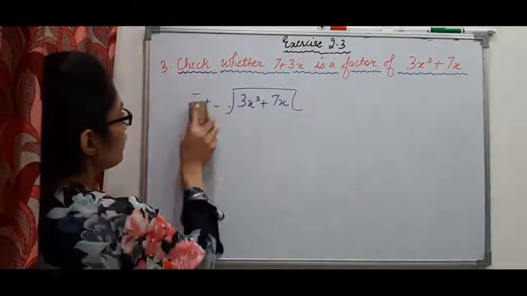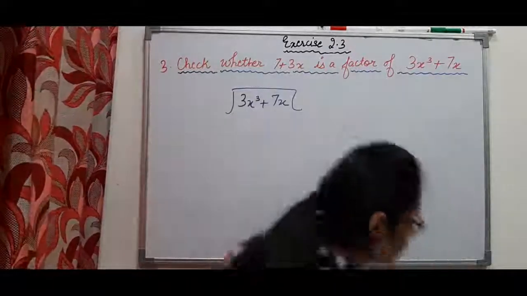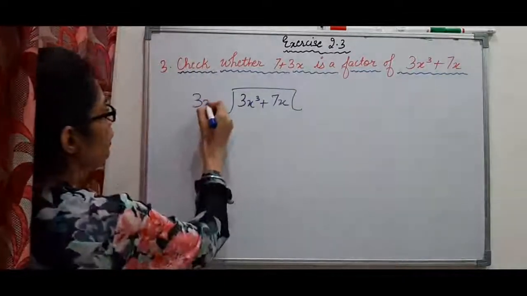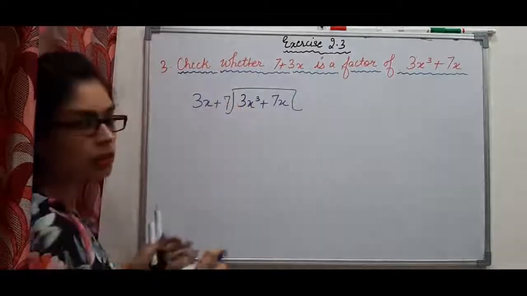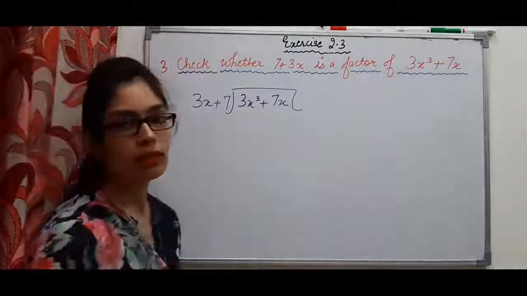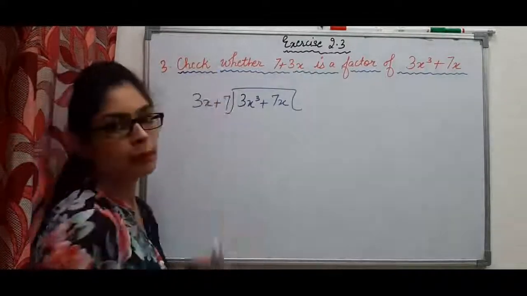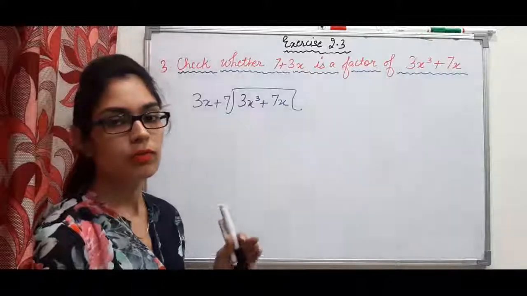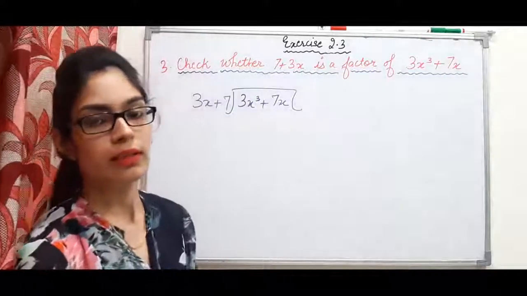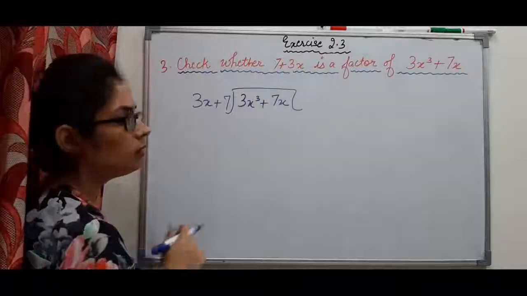I can just arrange it as 3x plus 7, because with polynomials, whenever you are writing, just write according to the degrees. First the variable was there, so at the end the constant term, that's why I write in this order. First the highest degree, then the lower degree, then the lower than that. So you have to write polynomials in that way, always.